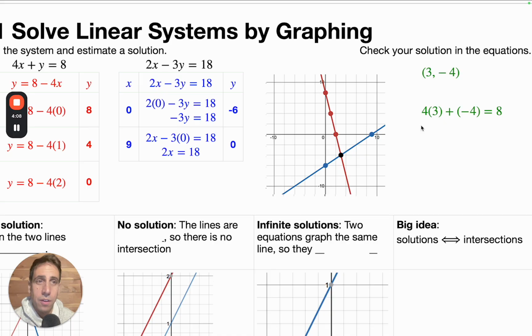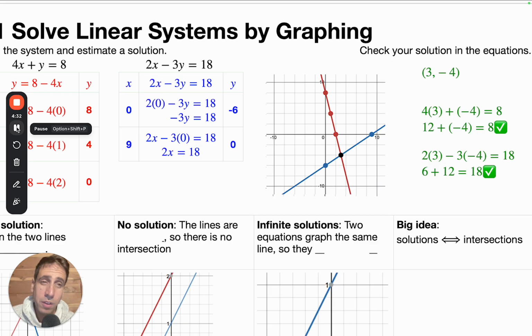First of all, the top one, maybe I should have made this red. In the red equation, put these numbers into the red equation, and yeah, it does actually work, because 12 plus negative 4 is equal to 8, simplifying. Let's check it in the blue equation. Put 3, negative 4 into the blue equation, and yeah, you can see it also works.